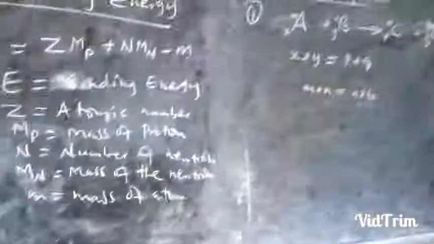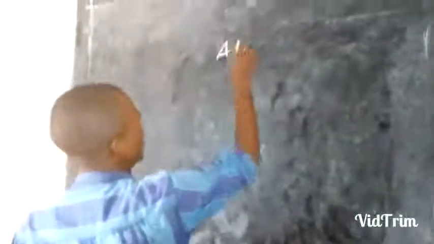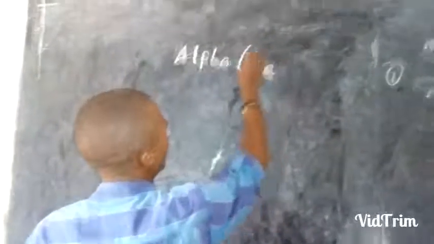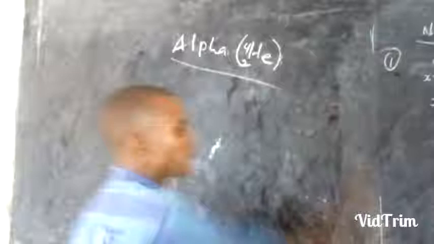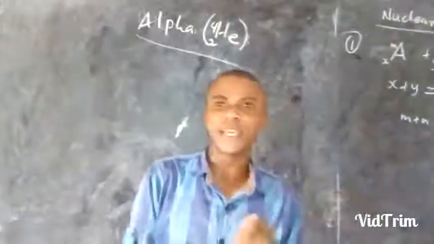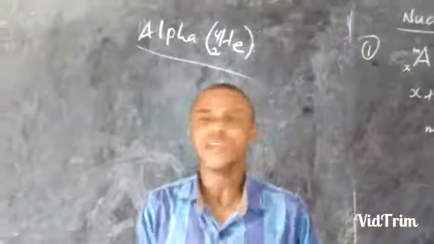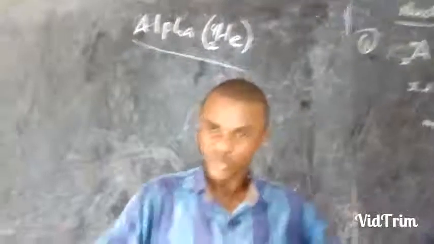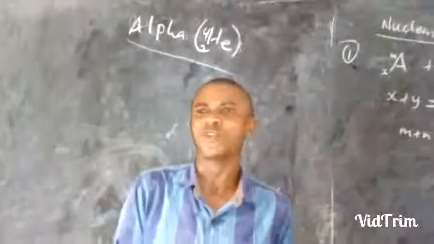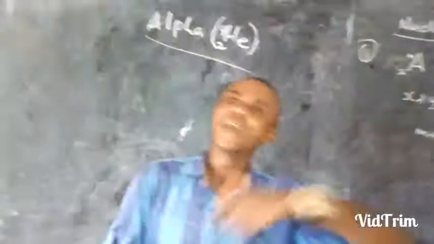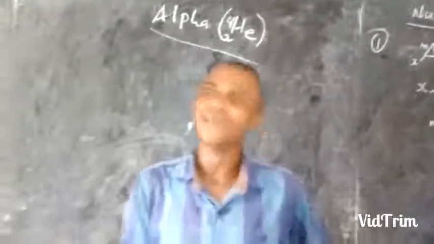Now we look at the different particles that are present in nuclear equations. We have what we call the alpha particle. The alpha particle is represented by helium, 4 here and 2. The description for the alpha particle is that anytime the element undergoes alpha particle radiation, the mass number is always reduced by 4. Atomic number reduces by 2.